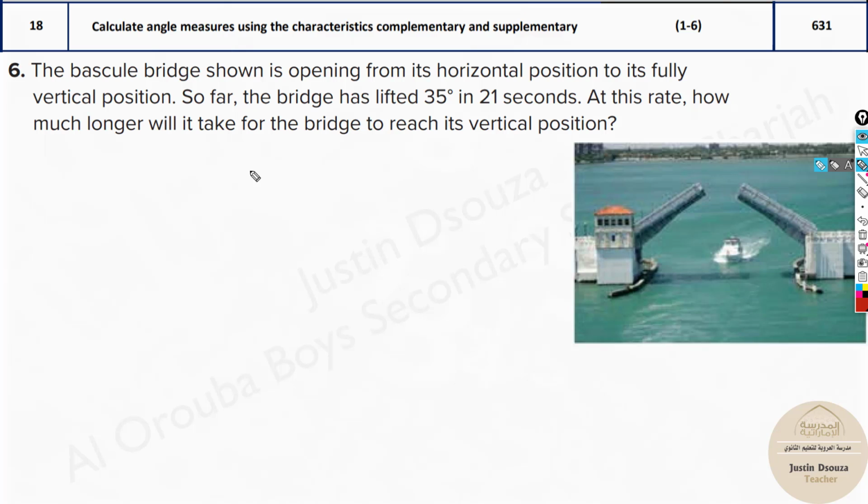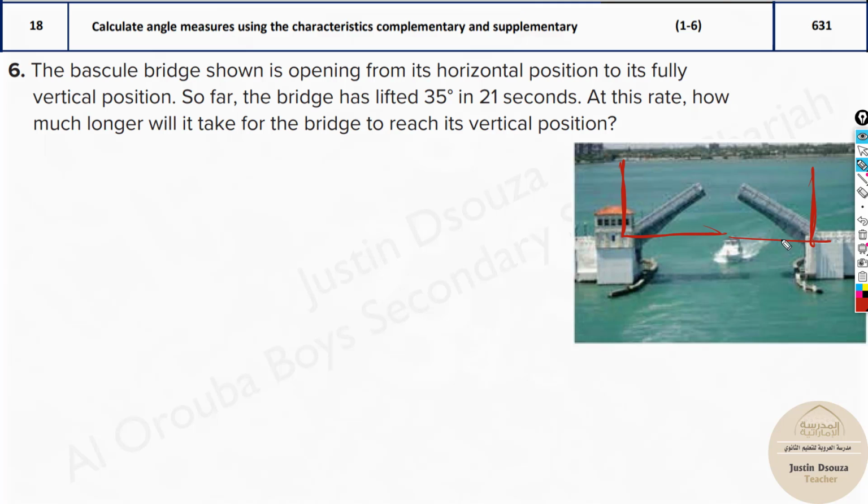Now let's do this one as well. The bascule bridge. A bascule bridge is basically a bridge which opens up whenever a ship or a big naval vessel is coming in. They're called bascule bridges. Shown is opening from its horizontal position. That means it was flat. It's opening up now to its fully vertical position. Okay, it'll open up like this, fully vertical, both the sides.